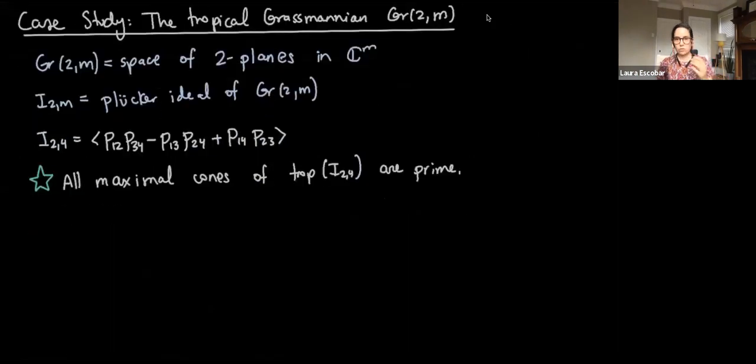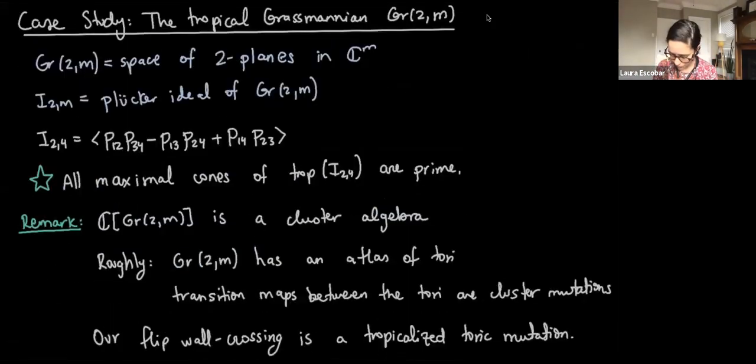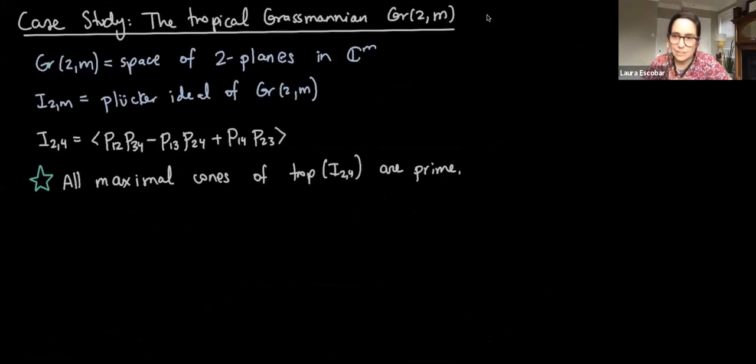Okay, and then just to finish, this is very brief. There's a lot to say because the combinatorics of the Kaveh-Manon is very beautiful, but I want to emphasize one aspect of it. So let Gr(2,m) be the space of two planes in C^m. We're going to take its presentation of the coordinate ring given by the Plücker ideal, so we embed it using the Plücker ideal.